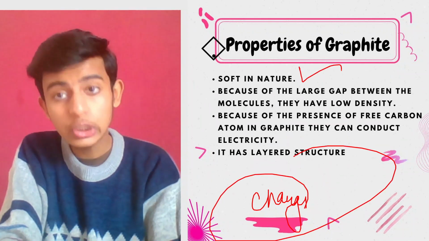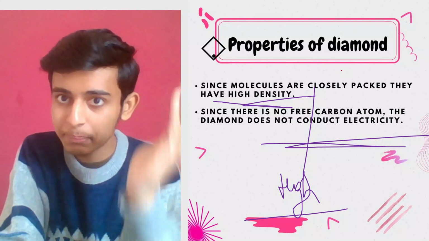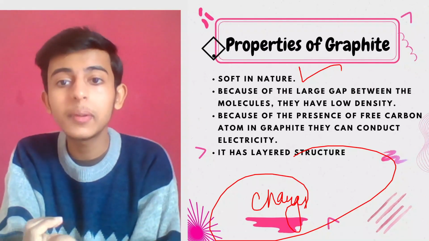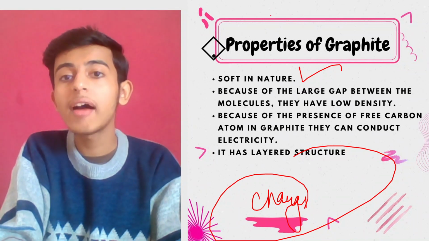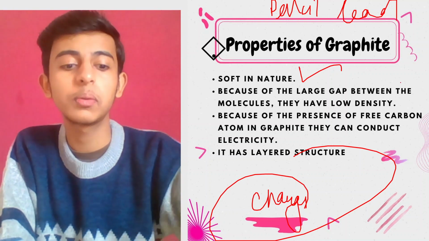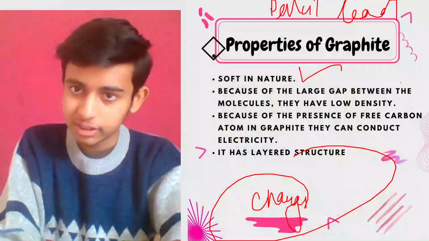It's soft in nature. Just now we read the properties of diamond. It is the hardest substance known, and now on the contrary we get to know graphite is soft in nature. If you have seen your pencil lead, then you must have observed. Just a second, let me show you the pencil. If I want to break it, I can easily do it. If I'm going to break it, it can easily be broken. Why? Because it is soft.